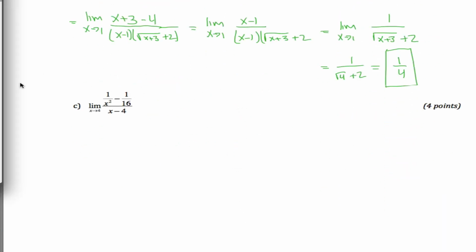Finally, the fraction inside fraction type. Same basic idea. Try changing all the x's into 4's. Won't work. So what you got to do is algebra.